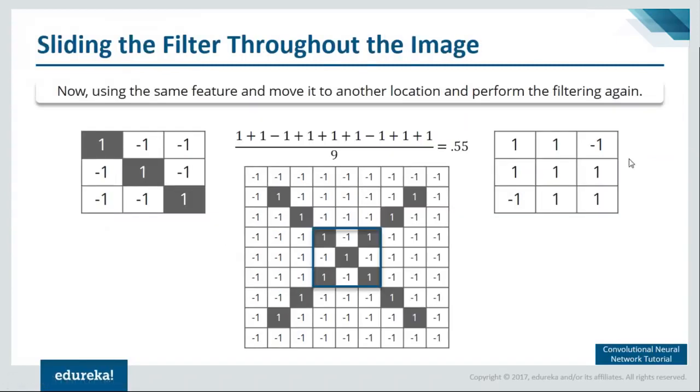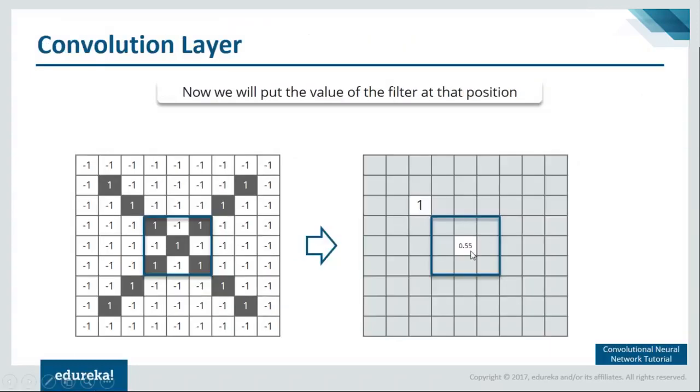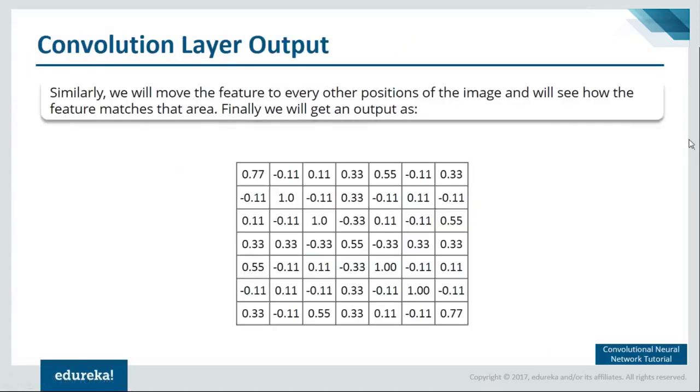All right, so yeah, this is one more example where I've moved my filter in between, and after doing that, I've got the output something like this, 1, 1, -1 and all. So over here, if you notice, I've got a couple of times -1 as well, due to which the output that comes is 0.55, right? So I'm going to place 0.55 here. Similarly, after moving the filter throughout the image, I got this particular matrix. All right, and this is for one particular feature.